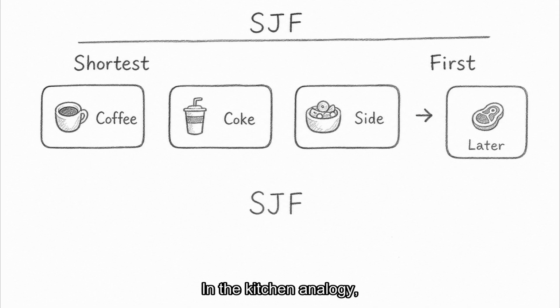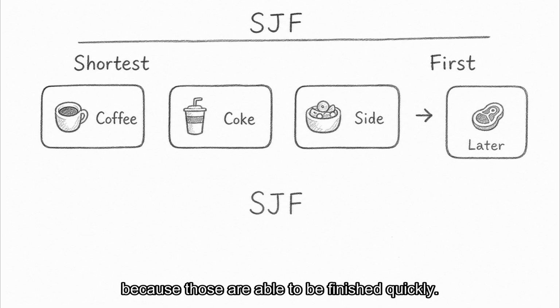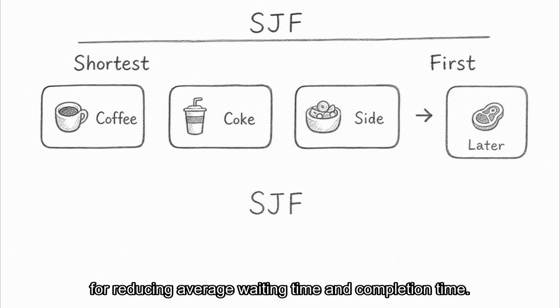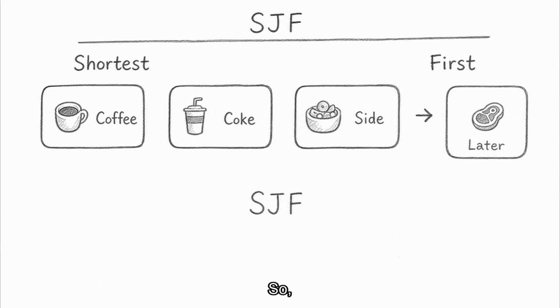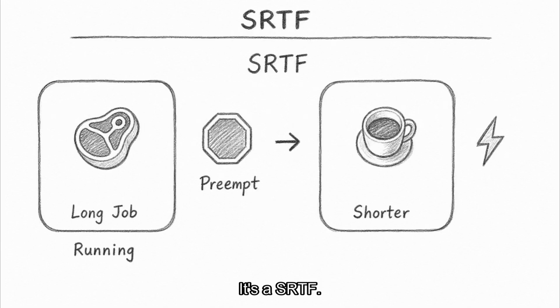In the kitchen analogy, it's like serving an espresso, a Coke, or a simple side dish first, because those are able to be finished quickly. It's quite powerful for reducing average waiting time and completion time. But in reality, long jobs may keep getting delayed. So there's a way to solve this issue. It's SRTF, shortest remaining time first.